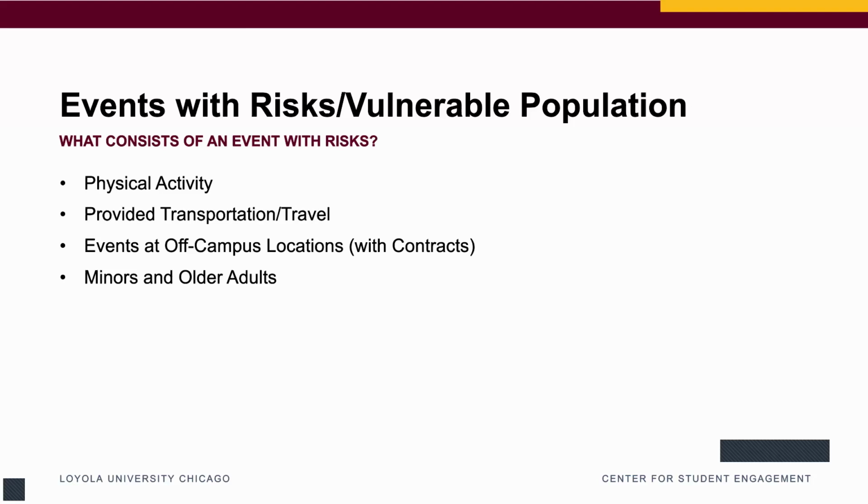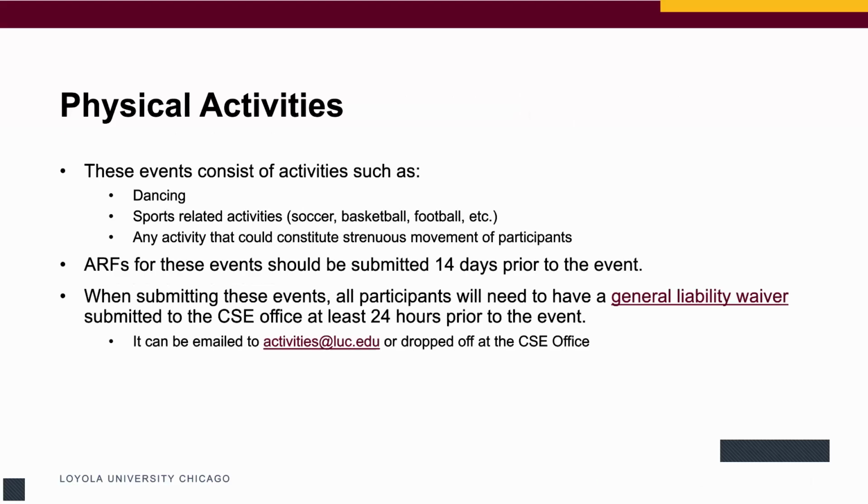Let's talk a little bit more about events with risk and vulnerable populations. So, what consists of an event with risk? Any event that includes physical activity or provided transportation or travel, an event at an off-campus location with contracts, and events that include minors and older adults. For events with physical activity, that could be dancing, sports-related activities, soccer, basketball, football, you name it. Any activity that could constitute strenuous movement of participants.